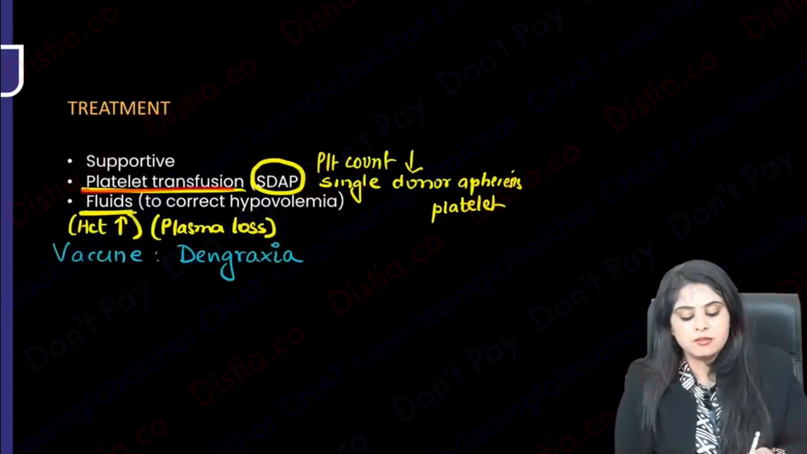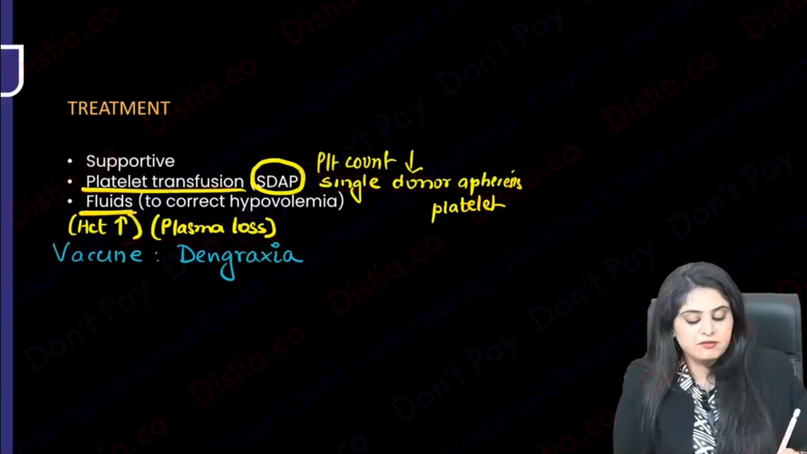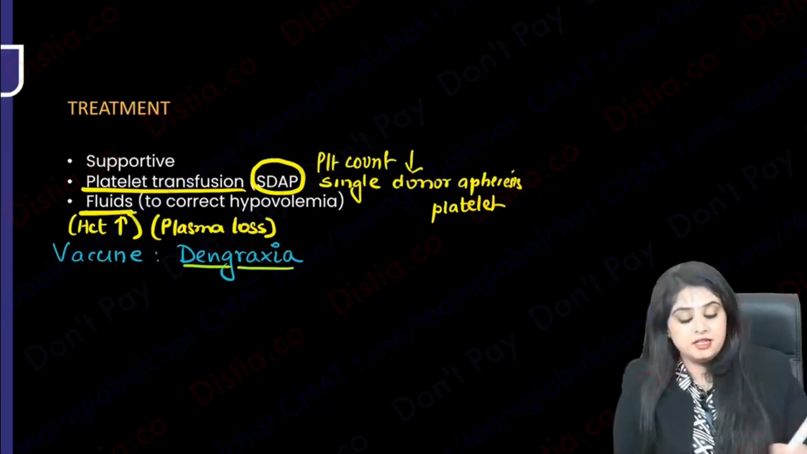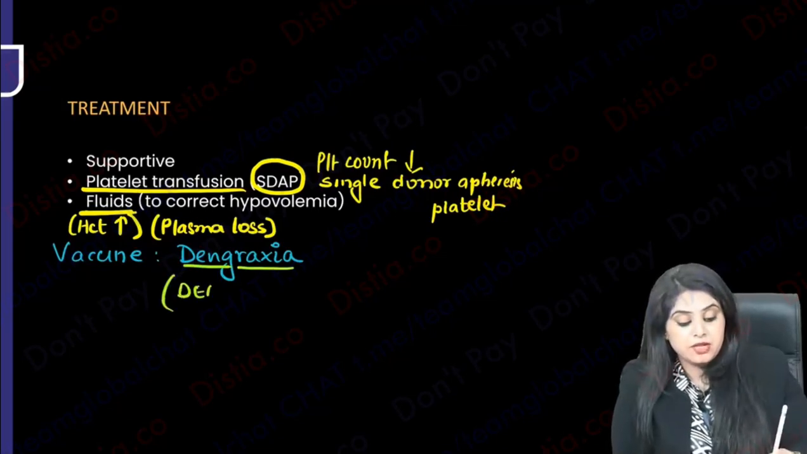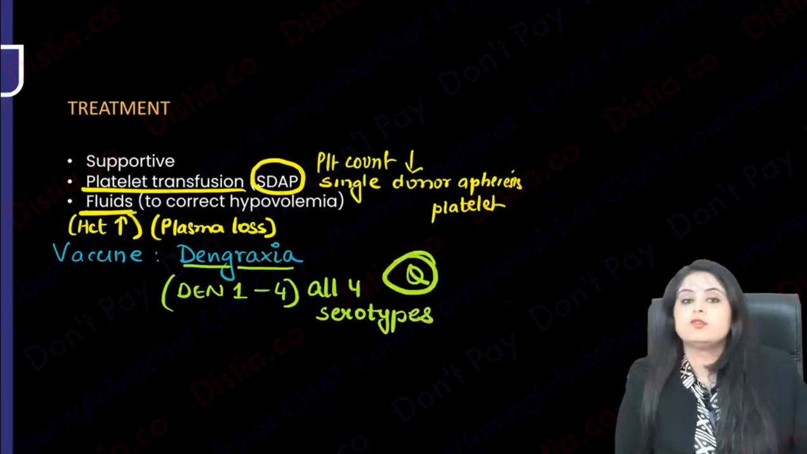If the platelet count is low, give platelet transfusion. If the hematocrit is more, give fluid correction. What is the vaccine available? The vaccine for dengue is Dengvaxia. And it gives protection against what? It gives protection against all 4 serotypes. That is a previous year question again. It gives protection against all 4 serotypes.